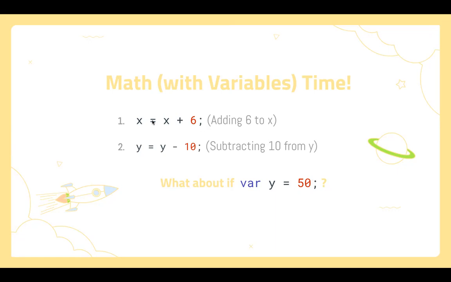So when you add a value to an initial variable, like x equals x plus 6, it's called incrementing. But on the other hand, when you subtract, like y equals y minus 10, it's called decrementing. So that's some fun math, and trust me, we will use this skill later today when it comes to animating.